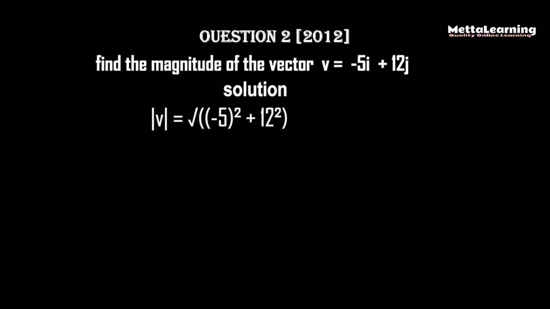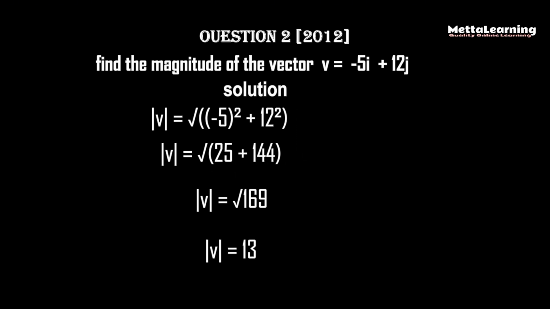Given the i, which is minus 5, and the j, which is 12, we have the square root of minus 5 squared plus 12 squared. Then we have the square root of 25 plus 144. When we add 25 plus 144, we have the square root of 169. And what's the square root of 169? That would be 13. Good. So the magnitude of the vector V is 13 units.